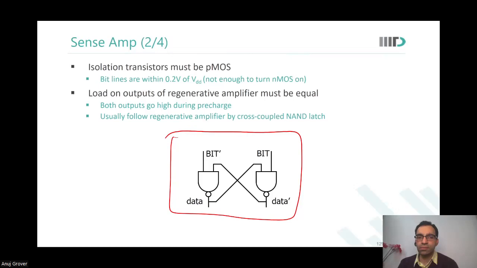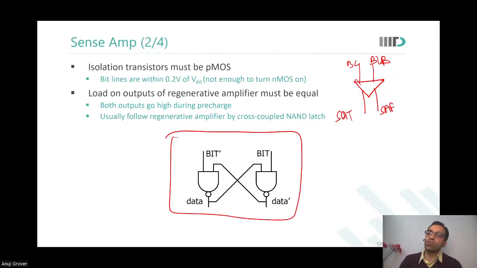Is that okay? I didn't get it. So there is the sense amplifier. It has these two outputs. So bit lines go in, and these two outputs come out. To start the next cycle, bit lines and also the SAT and SAF nodes have to be precharged to VDD.